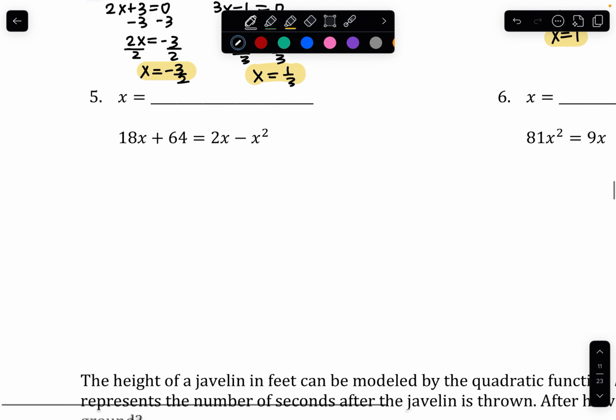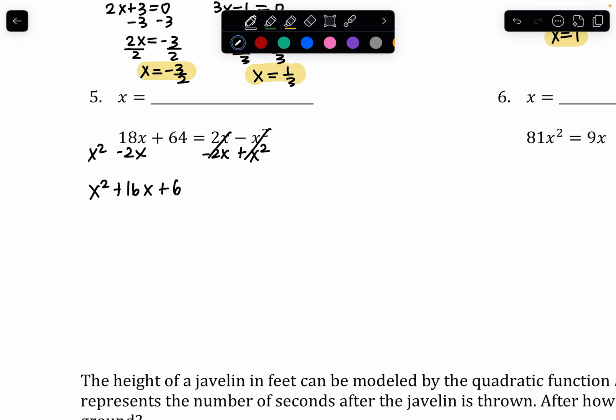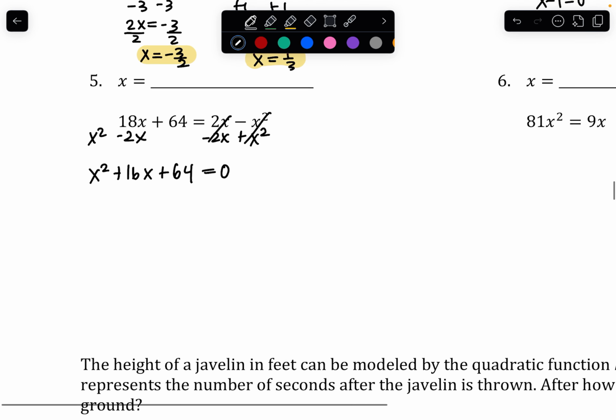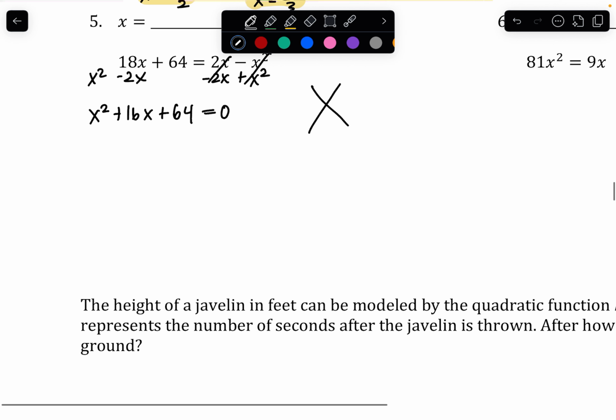Okay, on this next one, it's not arranged very well at all. We want x squared to be positive, so I'm going to move both of these to the other side. So minus 2x and then positive x squared. So x squared plus 16x plus 64 equals 0. And so we need two numbers that multiply to 64 but add to 16. That's 8 and 8. Those match, which means this was a perfect square trinomial.